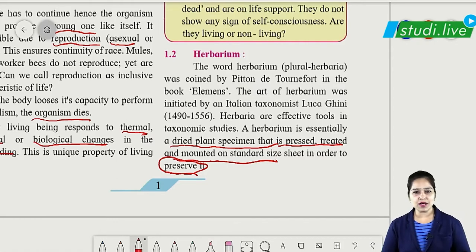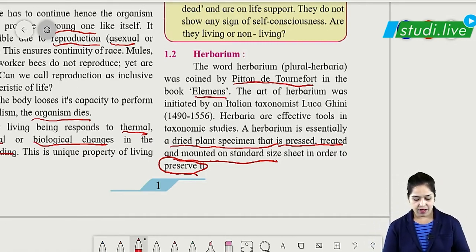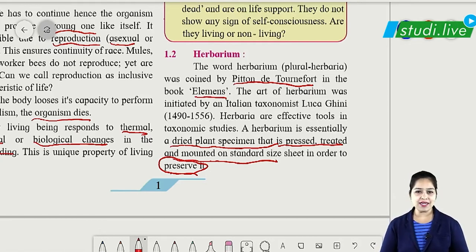Now this word herbaria was coined by Piton de Tournefort in his book. The name of his book was Elements. Now this art of herbarium was initiated by an Italian taxonomist. The name of the Italian taxonomist is Luca Ghini.